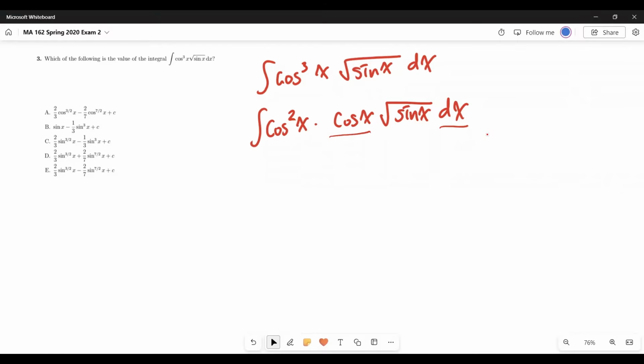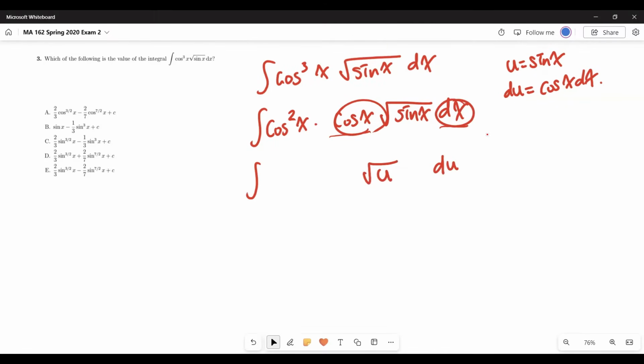So whenever you see an odd power of cosine, or an odd power of a trigonometric function inside of the integrand, that shouldn't be your u. Your u will be the other one that doesn't have the odd power, meaning our u would be sine x in this case. And if you take the derivative of that, you get cosine x dx. So we see cosine x dx, this just becomes du in our function, and the square root of sine x will just become square root of u.